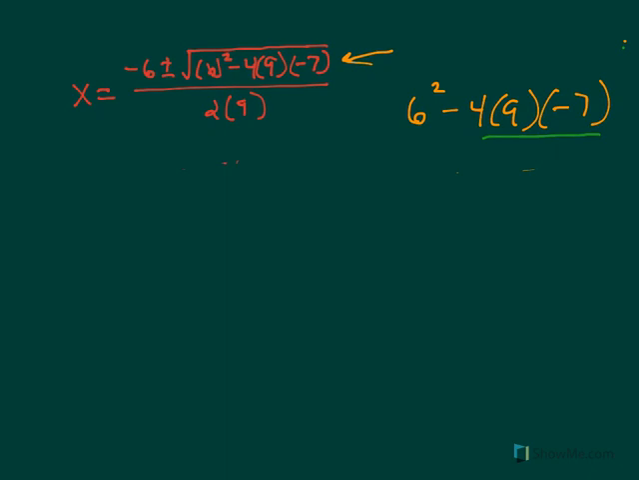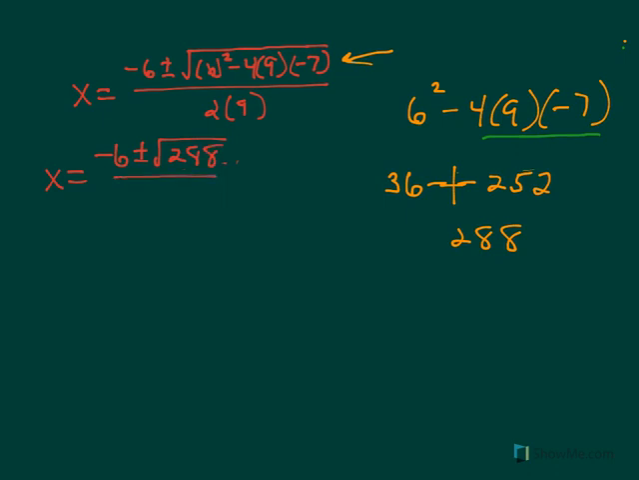So the 6 squared was 36, minus 4 times 9 times negative 7 worked out to be negative 252. And two negatives in a row, that's going to make that a plus. So 36 plus 252 should be 288. And that's going to go into the formula. So x equals negative 6 plus or minus square root of 288 all over 2 times the 9, which is 18. And that's going to be our setup.